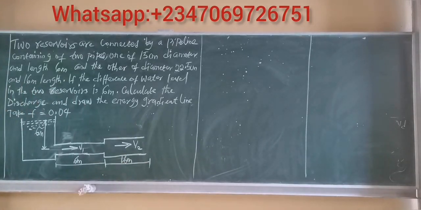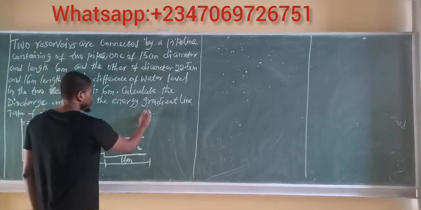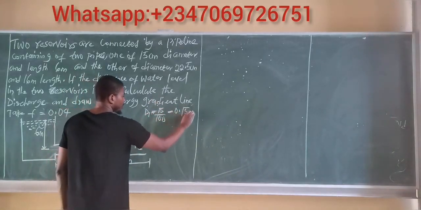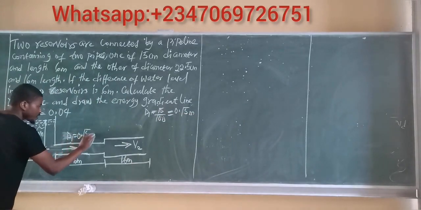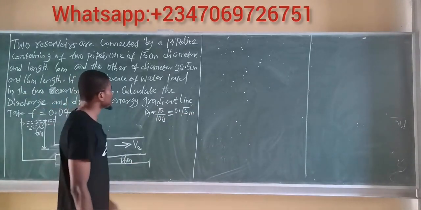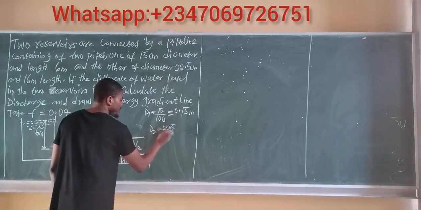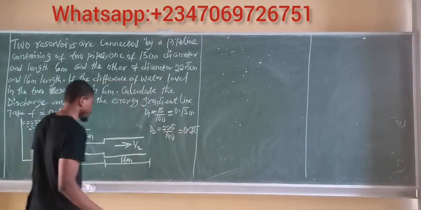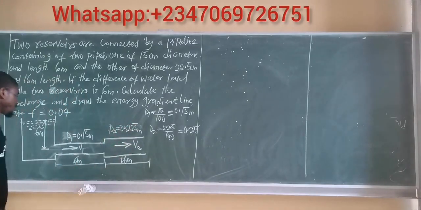We were also given the diameters. The diameter of the first pipe is 15 centimeters, so we need to convert this to meters. D1, the diameter of the first pipe, is 15 divided by 100, which gives 0.15 meters. So D1 equals 0.15 meters. The second diameter was given as 22.5 centimeters, so D2 is 22.5 divided by 100, which gives 0.225 meters. So D2 equals 0.225 meters.